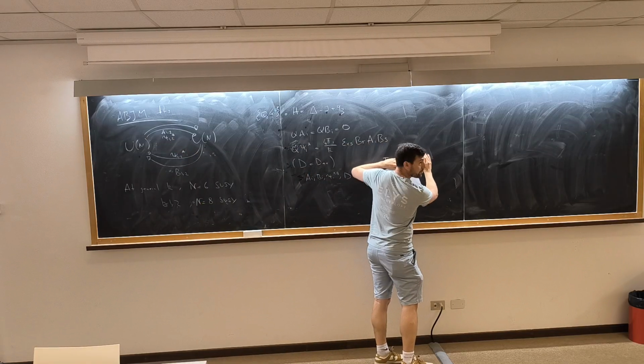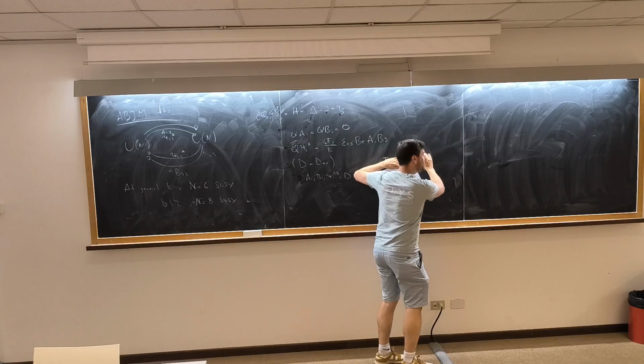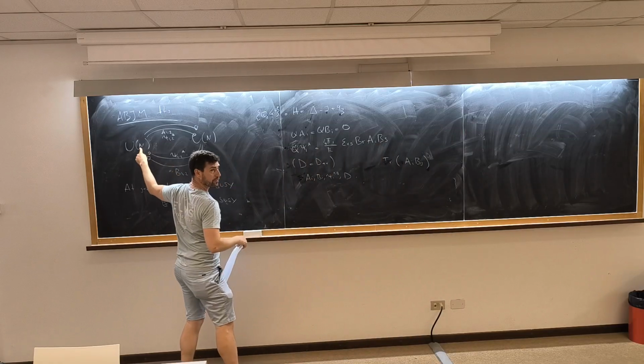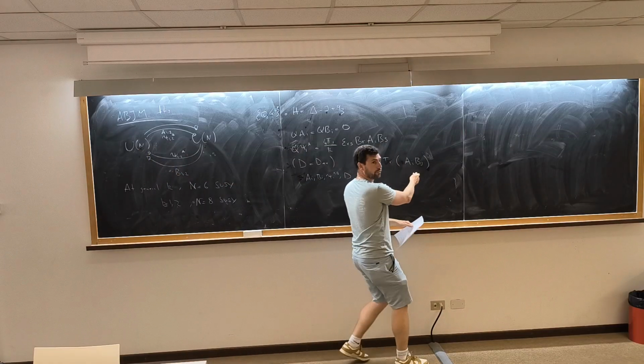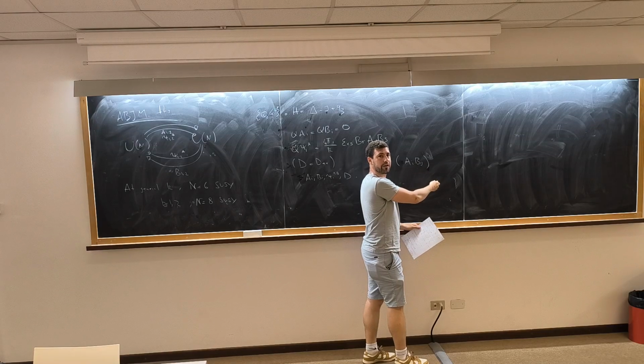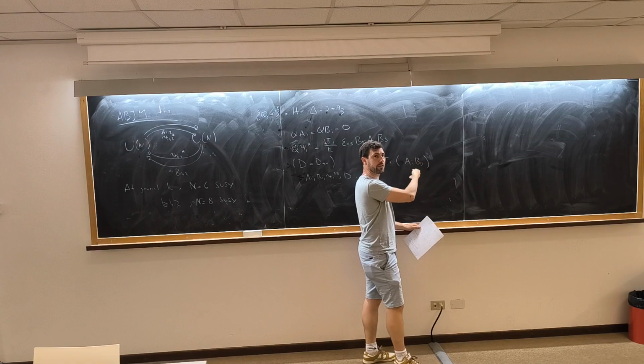This thing itself transforms now in the adjoint of this gauge group. And so now if you take a trace over it, this makes a gauge invariant operator. Okay, and these are the lowest scaling dimension operators that contribute to the superconformal index, and there's 4 of them. Okay?